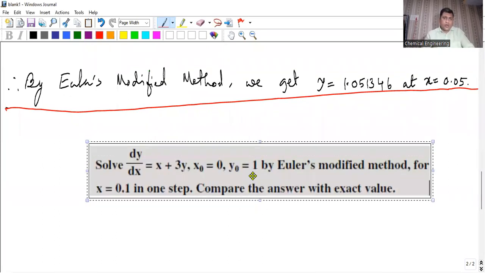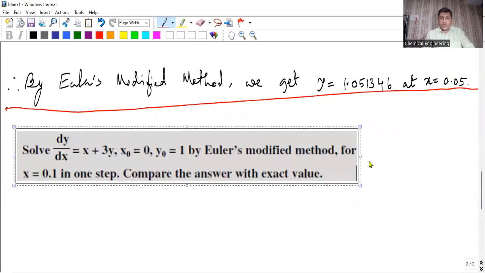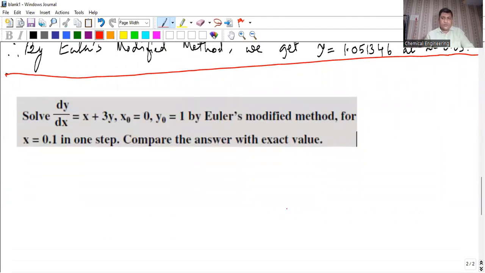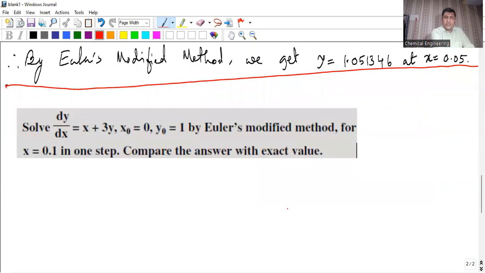Okay. So I hope you are able to read this example. Are you able to see this example? Yes, sir. Okay, that's great.